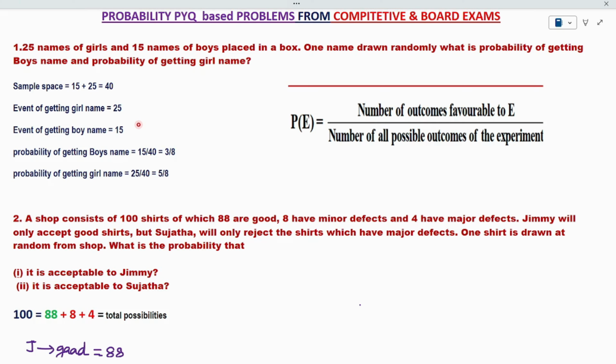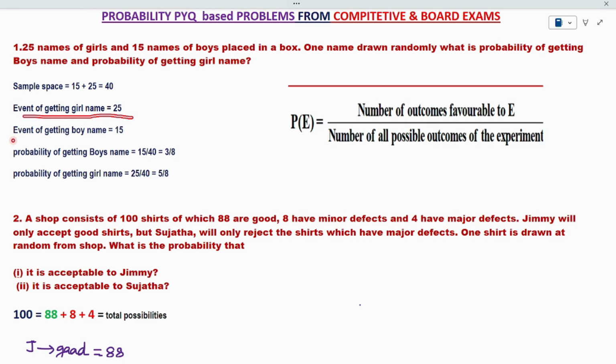As per the given data, we have 25 names of girls in that box. If I pick out one girl's name from that box, how many times can I pick out a girl's name? 25 times. Why? Because I have only 25 names of girls in that box. So by picking out one paper at a time, I can pick out a girl's name 25 times. So the event of getting a girl's name is 25. Here the event is simply the favorable outcome from the girls. So I have 25 names of girls, so I can pick out 25 times. So my event for getting a girl's name is 25.